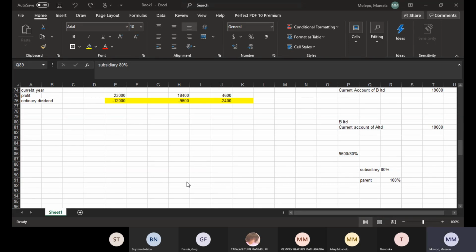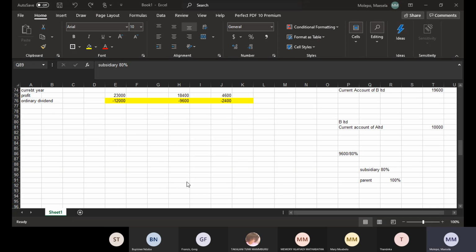Because the 2.4 will be shown as a liability in the current liabilities of the SFP. Because it will be paid in the following year. It is declared now, but it will be paid in the following year. So the rest will just remain the same as the one in the prior examples. Like the statement of profit and loss will remain the same.